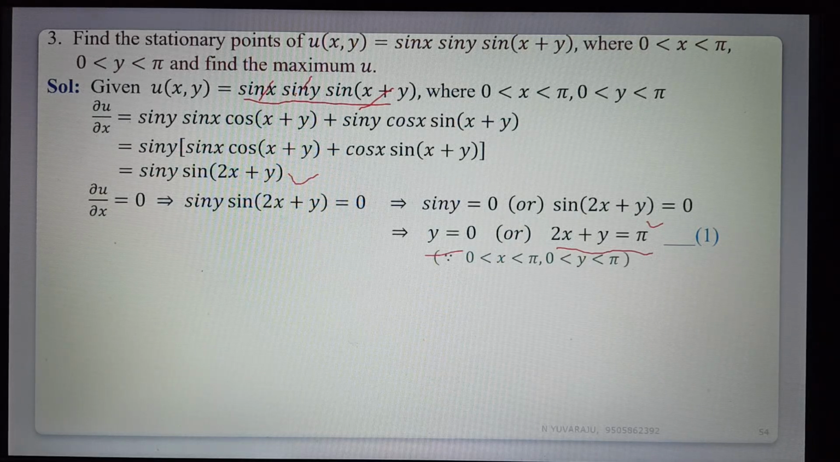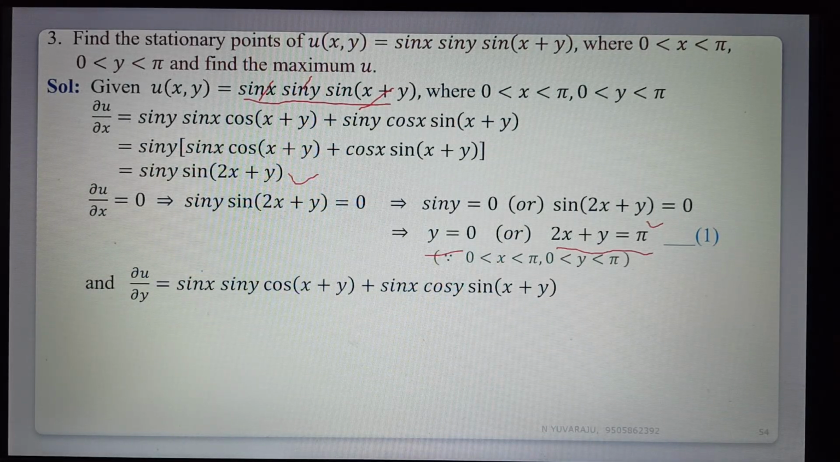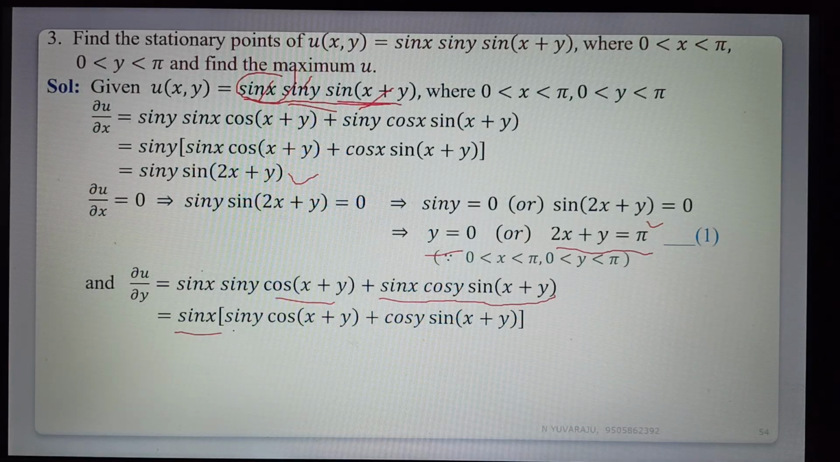Similarly with respect to y, ∂u/∂y: here sin x is a constant, and sin y into sin(x plus y) are two functions, u into v method. Sin x into sin y into cos(x plus y) plus sin x into cos y into sin(x plus y). Now take sin x common: sin y cos(x plus y) plus cos y sin(x plus y). This is equal to sin a cos b plus cos a sin b, sin(a plus b), that is sin x into sin(x plus 2y).